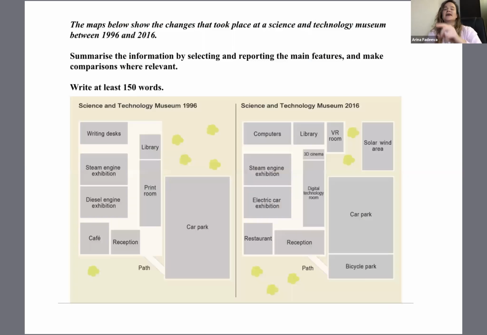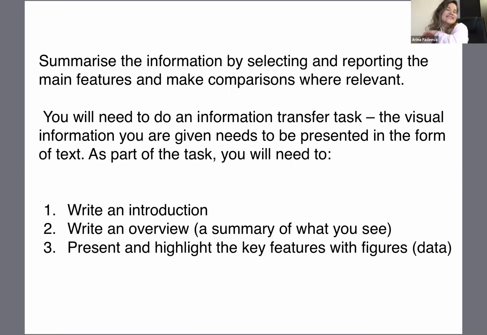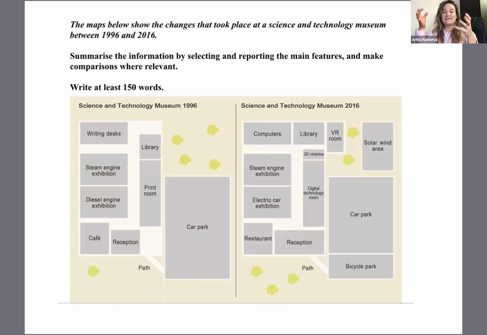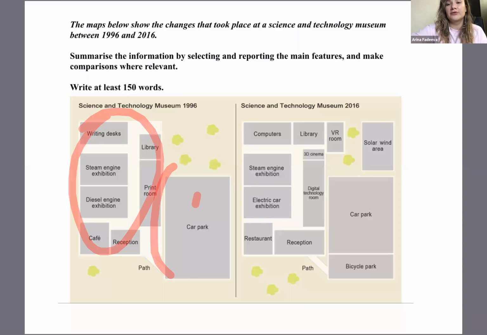And the last type, let me see. Yeah, the last type is all about maps. All right. So you will always be given a couple of maps, 2 maps, and in your overview, don't write a lot of details because you won't have anything to compare further. That's why write something in general. As you can see here, we have a couple of buildings, the building of the Science and Technology Museum, and a car park.